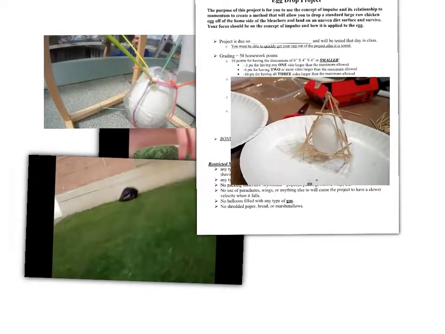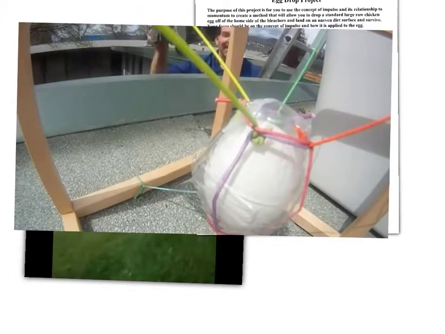Same with this picture here, right? I can see all of it. It's wrapped in some sort of plastic band and it's got some rubber bands, but I can still see 95+% of the surface of that egg. Therefore, they would receive the 2 extra points for making that type of project.